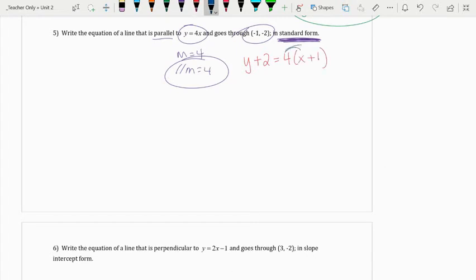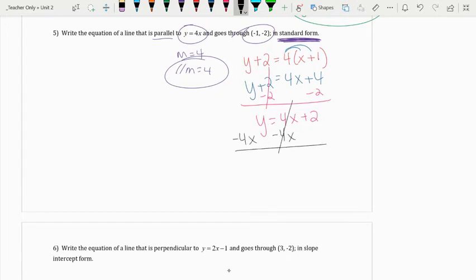So we distribute, 4x plus 4. We would subtract 2 over. But now this is slope intercept. I need standard. So remember, standard is ax plus by equals c. Now my problem that I still have here is that our x is negative, and that a value cannot be negative. We have to flip the signs.